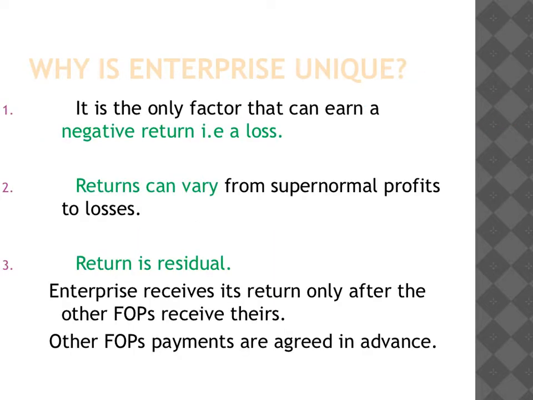When we look at enterprise and why it's unique, the first reason is that it's the only factor that can return a negative return, and that's a loss. We've talked about land, where the return on land is rent. We've talked about labour, the return on labour is wages. And the third one, capital, was interest. But for enterprise, they can also make a negative return, which is a loss.